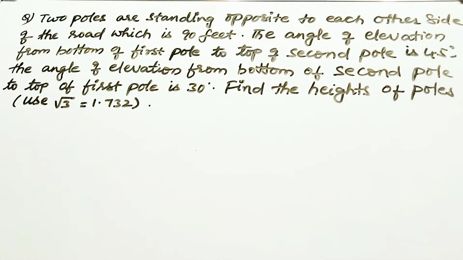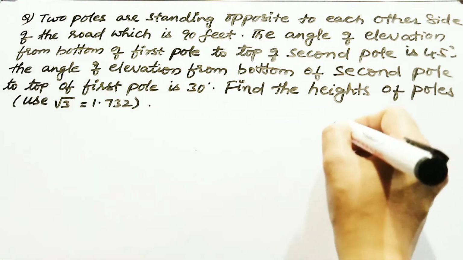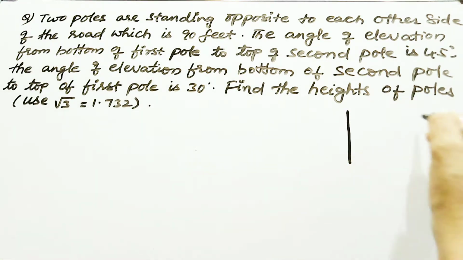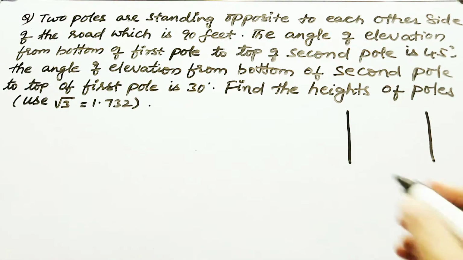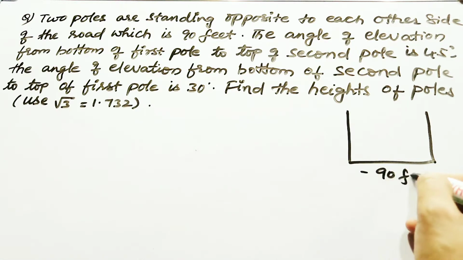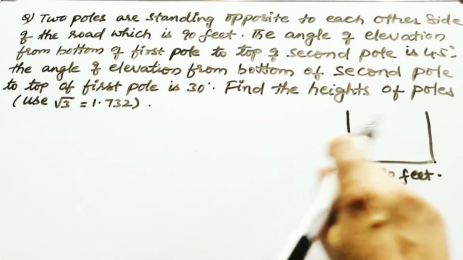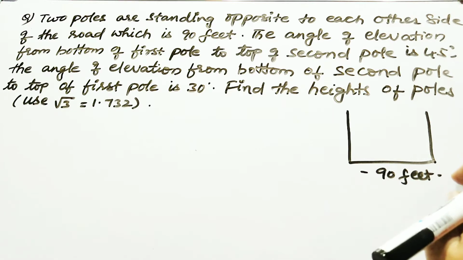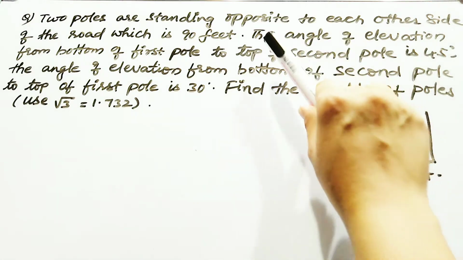Okay, our next problem is: two poles are standing opposite to each other's side. Suppose this is one pole, and this is another pole, standing opposite to each other on a road, which is 90 feet wide. Suppose this is your first pole, this is your second pole. What is the problem? Just read it carefully.